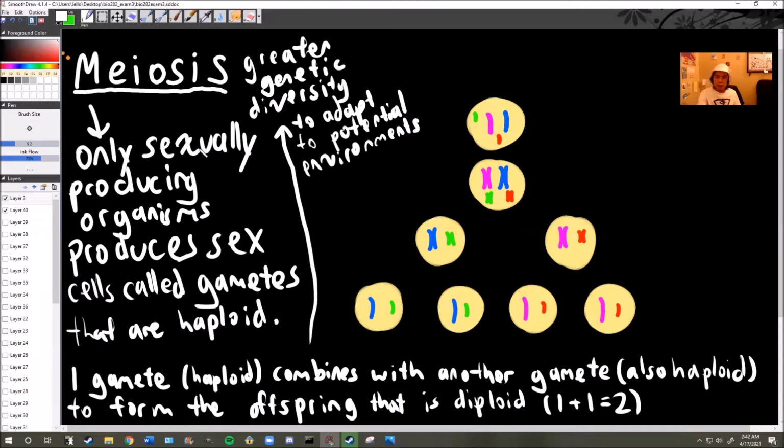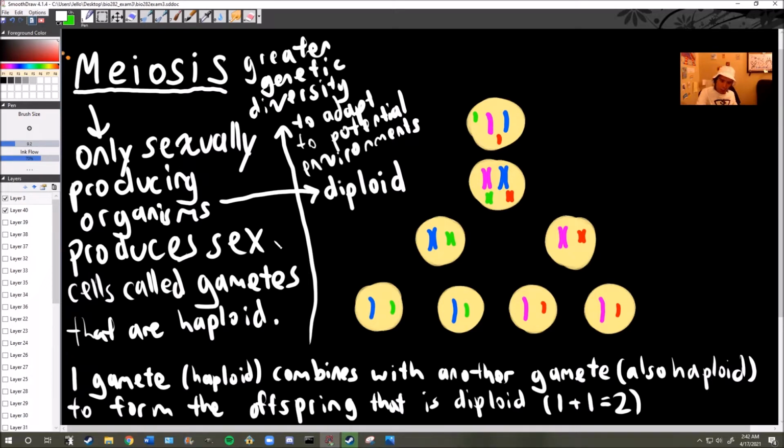Meiosis only occurs in sexually reproducing organisms, and this requires these organisms to be diploid. And meiosis ultimately produces sex cells called gametes that are haploid. So we talked about this earlier. We go from one diploid cell to four haploid cells.